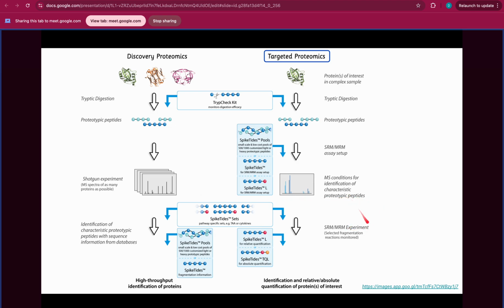And in the case of targeted proteomics, we call those techniques SRM and MRM, which is selected reaction monitoring and multiple reaction monitoring. So MRM is the category of selected reaction monitoring in which at the same time multiple peptide fragments are selected, and ultimately we can identify the relative and absolute quantifications of the proteins of interest.